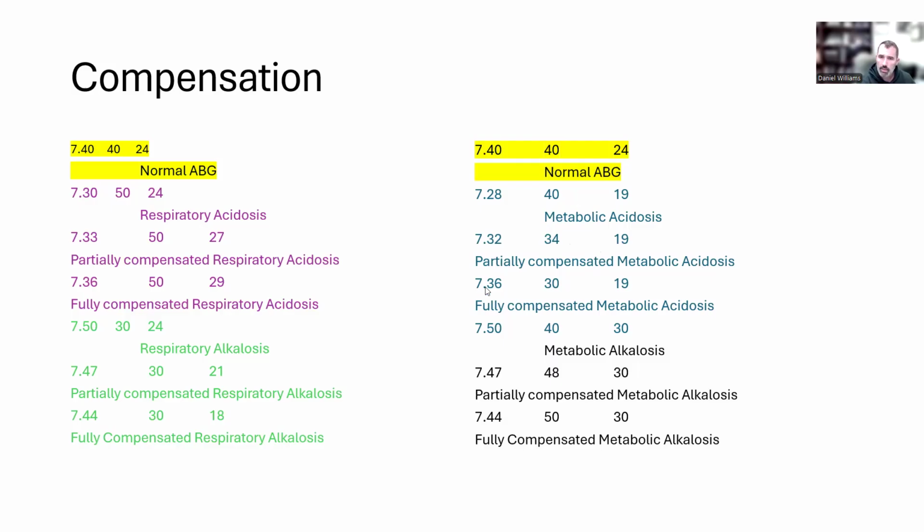Now, if we look at the next one down, 7.36, 30, and 19. The pH is within normal range. It's still on the acidotic side of normal.